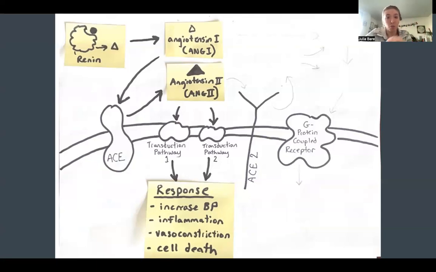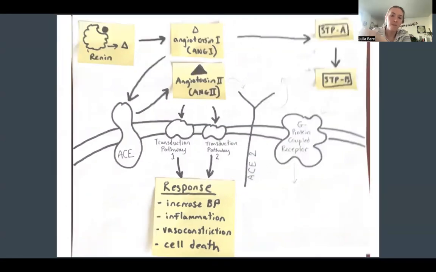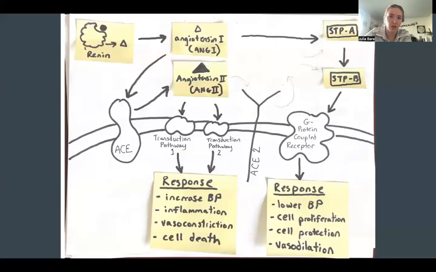As your body starts to produce more angiotensin, it's also going to trigger a separate set of signal transduction pathways. So I've labeled these STPA and STPB. I apologize for the blurry picture there. So STPA and STPB, they are going to trigger this G protein coupled receptor. And they are going to trigger a separate response that will lower your blood pressure, decrease cell proliferation, so it'll stop cells from going through cell division. It will kind of protect the cells.